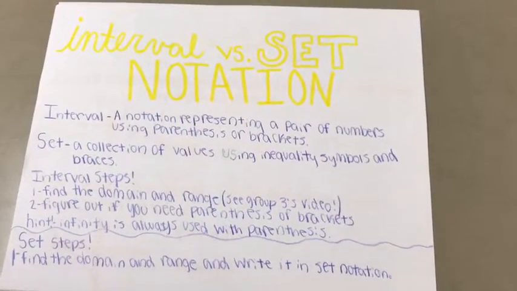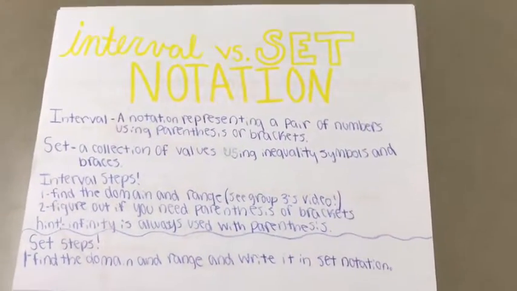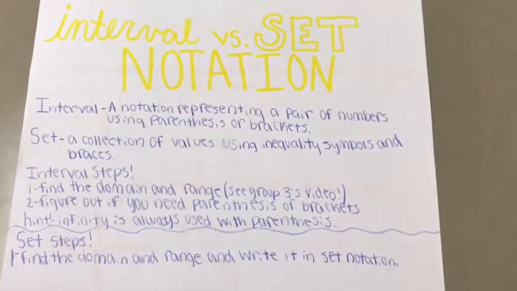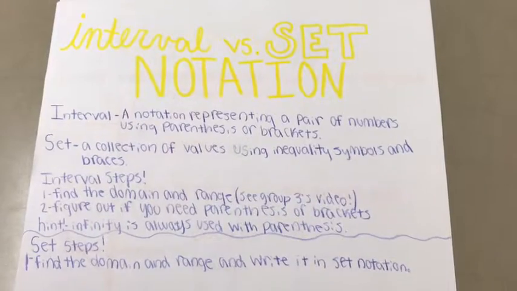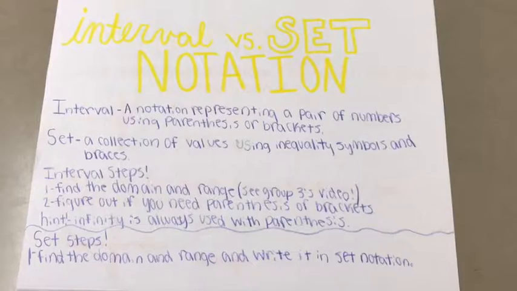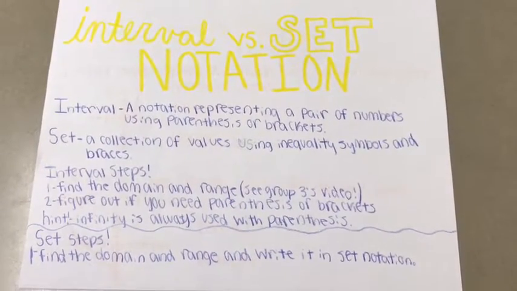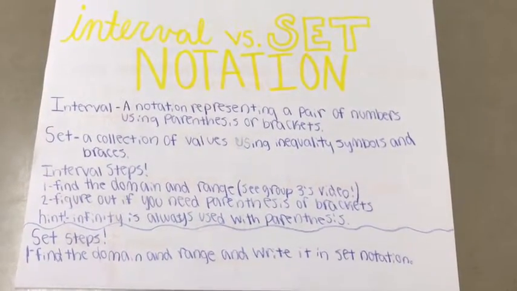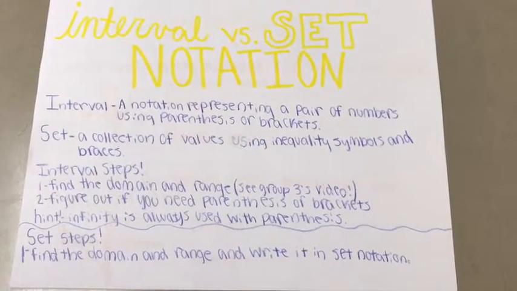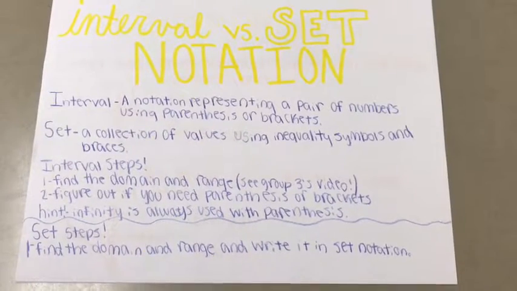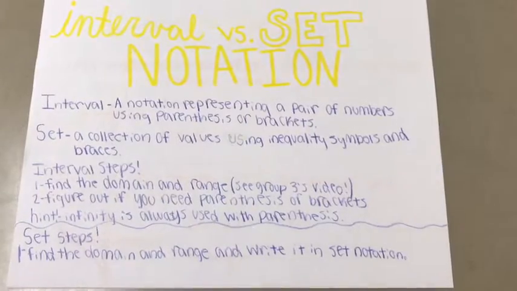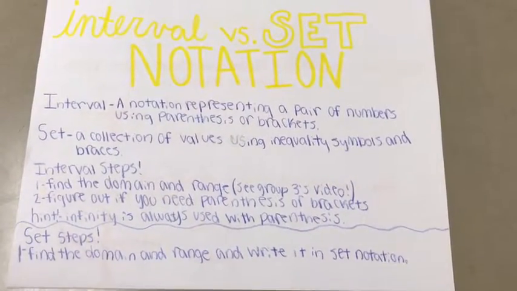Interval versus set notation. Interval notation is a notation representing a pair of numbers using parentheses or brackets. Set notation is a collection of values using inequality symbols and braces. Steps to find interval notation. Find the domain and range, and you can see Group 3's video to figure out how to do that. Figure out if you need parentheses or brackets. And a helpful hint is that infinities always are used with parentheses, whether it's negative or positive. To find set notation, all you need to do is find the domain and range and write it in set notation.